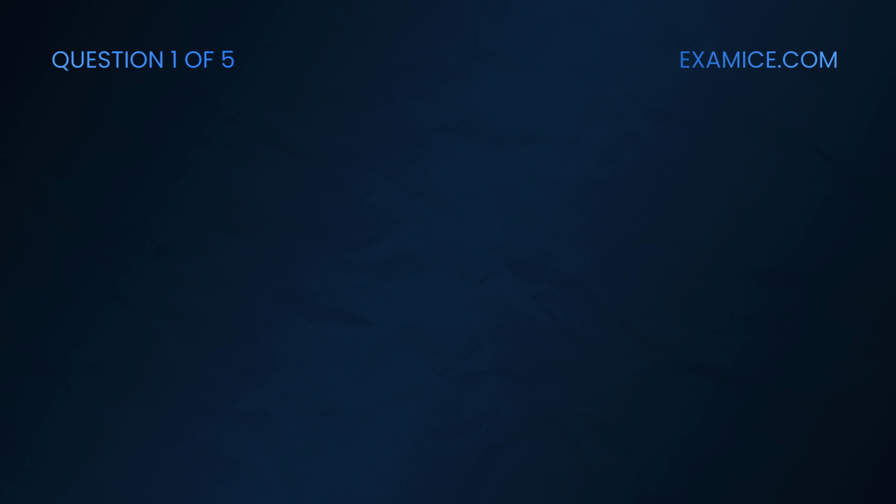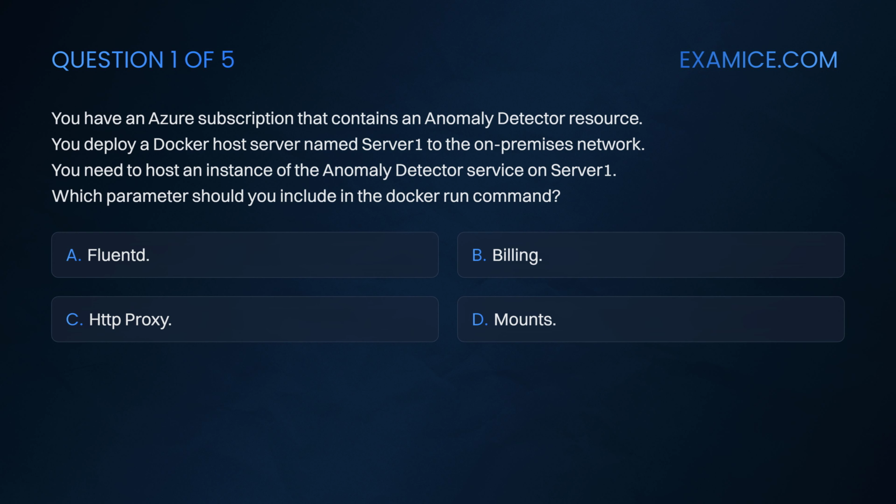Question 1. You have an Azure subscription that contains an anomaly detector resource. You deploy a Docker host server named Server 1 to the on-premises network. You need to host an instance of the anomaly detector service on Server 1. Which parameters should you include in the Docker run command?